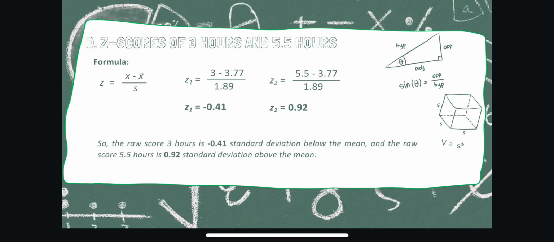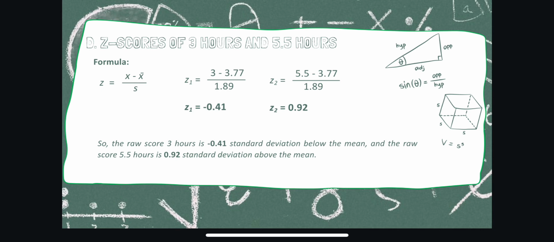My task is to compute the Z-score of 3 hours and 5.5 hours of social media usage and explain what these values indicate about their position relative to the mean. For letter D, we computed the Z-scores of 3 hours and 5.5 hours to determine how far these values are from the mean in terms of standard deviations.